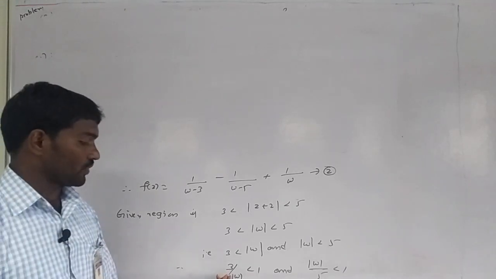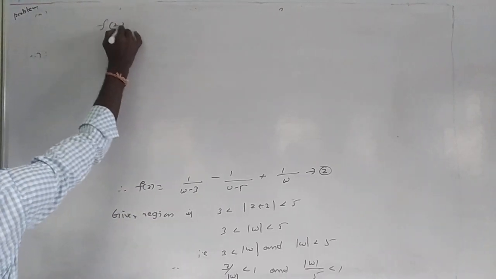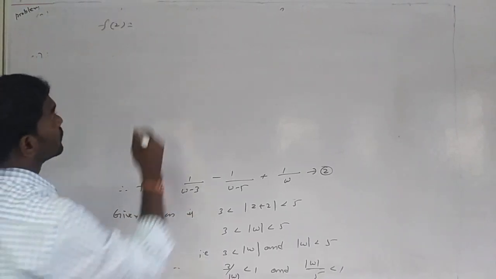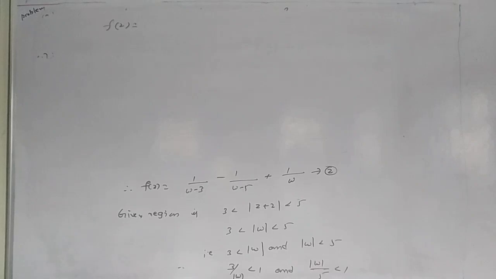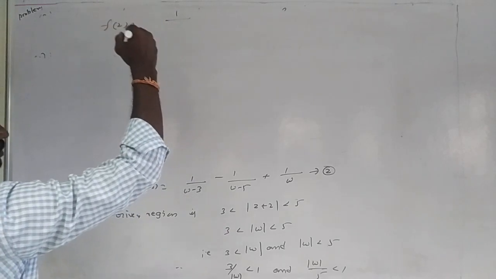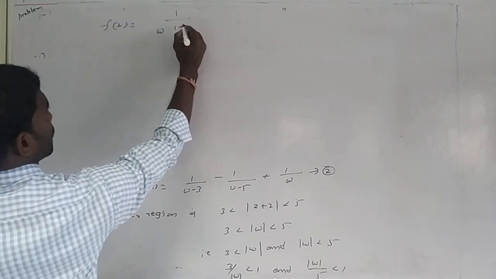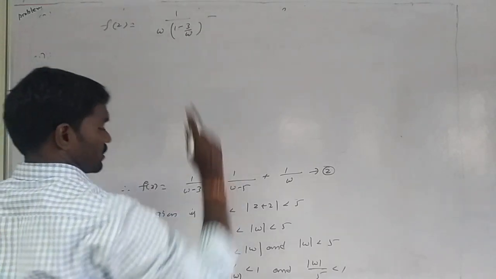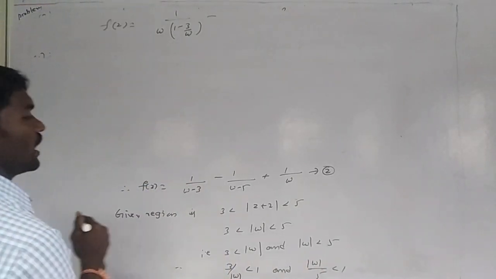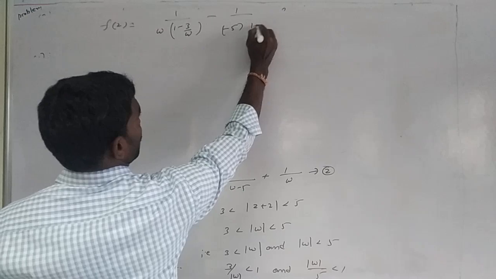Here the regions are in the form of 3 by w and w by 5. So f(z) equals, here we observe the region 3 by w, so in the first term take w common. That equals 1 divided by w into 1 minus 3 by w. We also observe one more region, modulus of w by 5 less than 1 form. In the second term take minus 5 common, 1 divided by minus 5 into 1 minus w by 5.